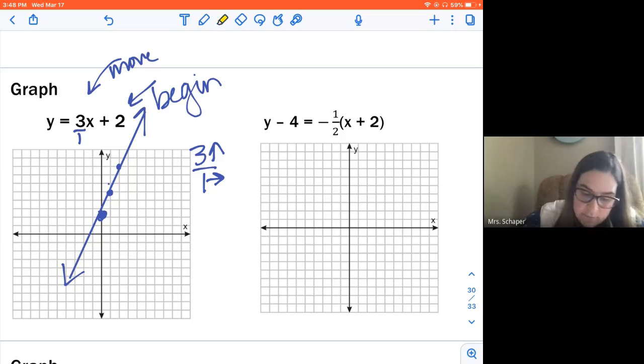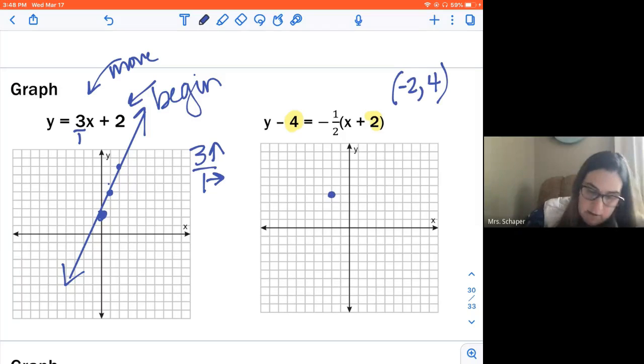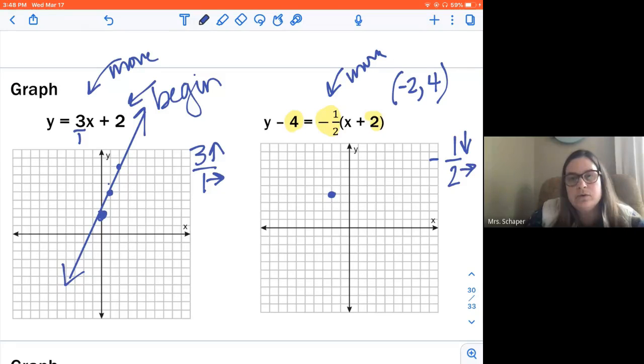If it's in point slope form, we're going to begin at your ordered pair, keeping in mind that you take the opposite sign of what's in front of it. So my x is -2, my y is +4. So I'm going to begin at -2, 4. Then my slope, this is how we move, is -1/2. If I have -1/2, I'm going to go down 1 to the right 2.